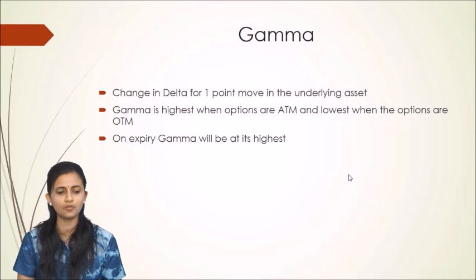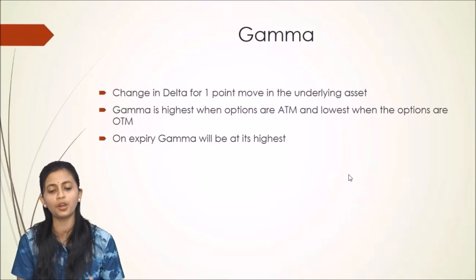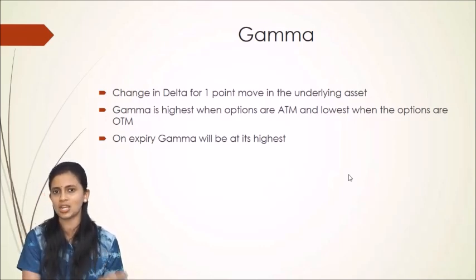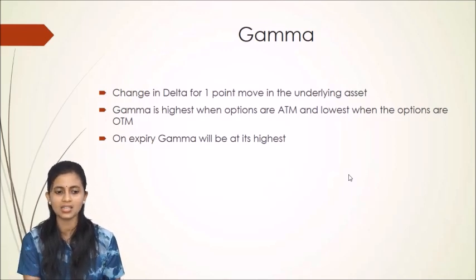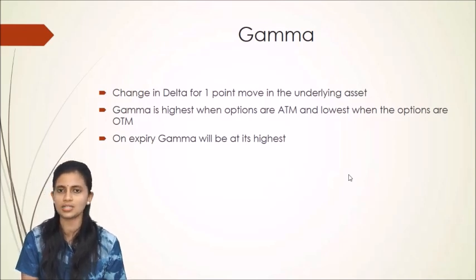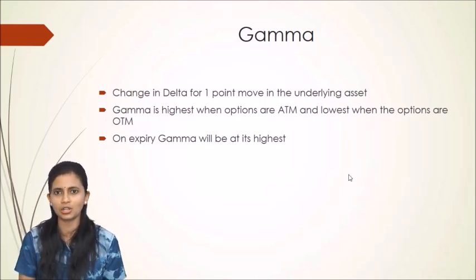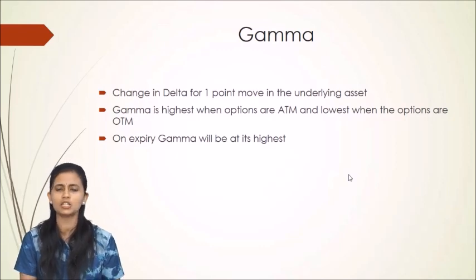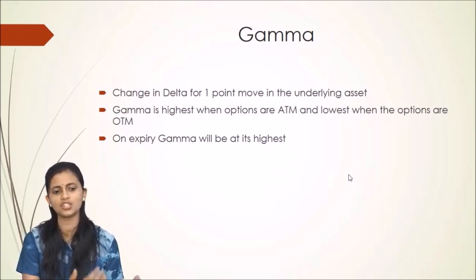Next, let's move to the second factor, that is gamma. What is this gamma? It is the change in delta for 1 point move in the underlying asset. Delta is the change in the premium for 1 unit change in the underlying asset, whereas gamma is the change in the delta for 1 unit change in the underlying asset. So the gamma will be at its highest when options are at the money, and lowest when the options are out of the money. You need not bother much about gamma, because while trading the main thing required is delta. You should just know the concept of gamma, that's enough. On expiry, gamma will be at its highest because the change in delta will be more.